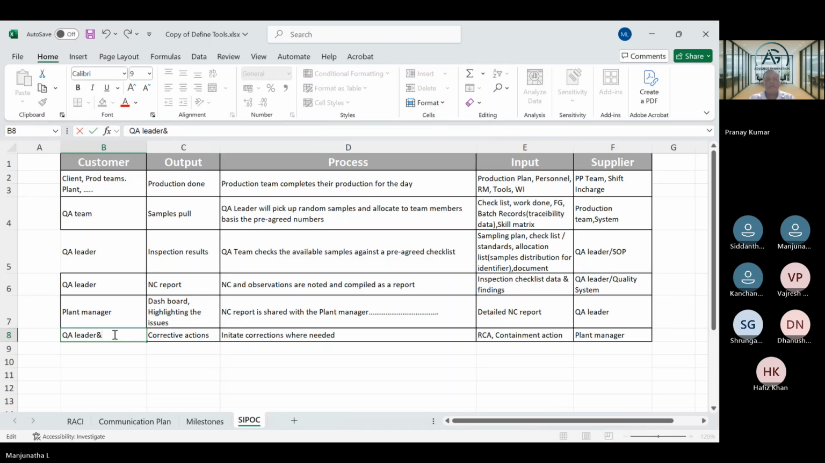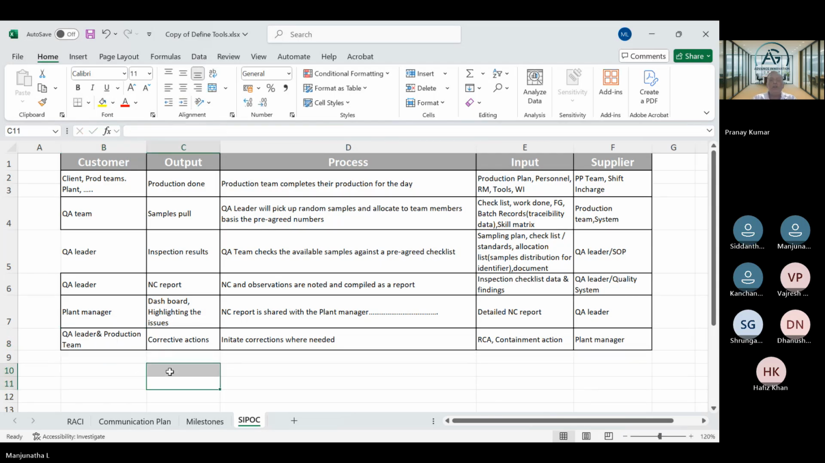Okay, people, we are good so far. Can I see the SIPOC that you guys have done? Yes, sir. It's already on the screen, sir. Okay.